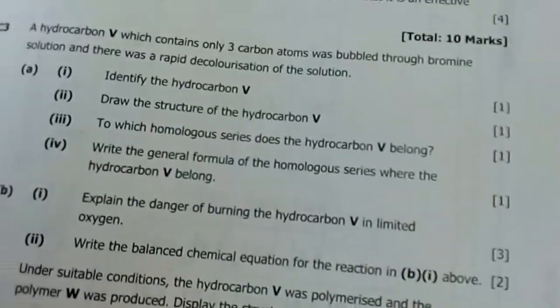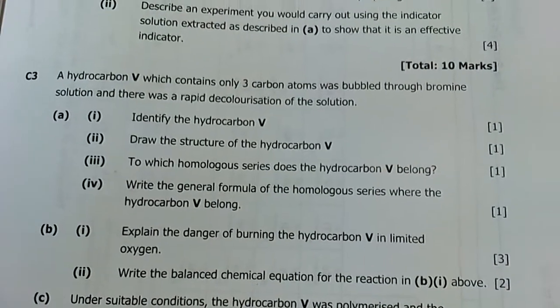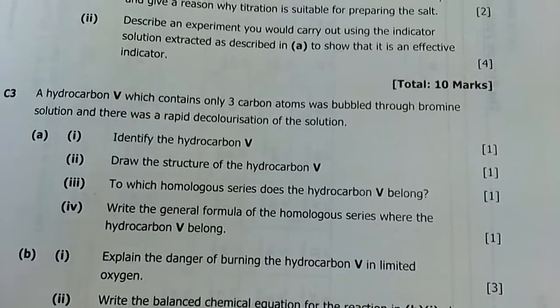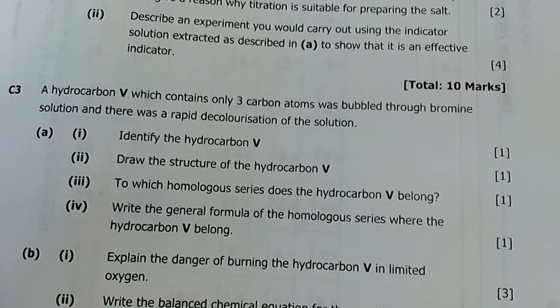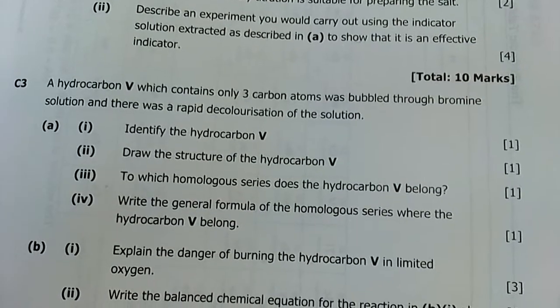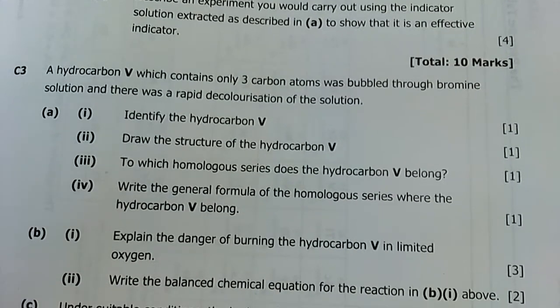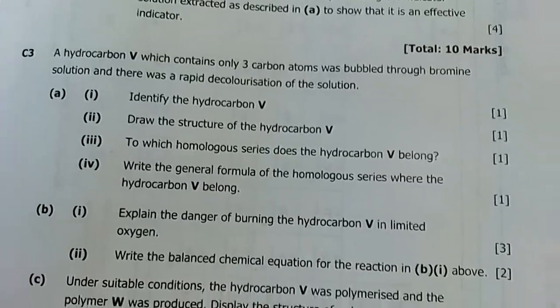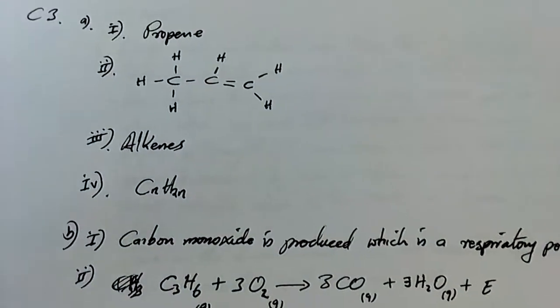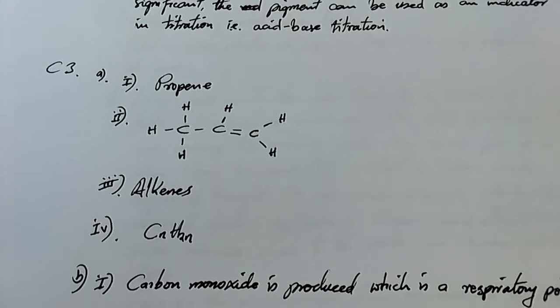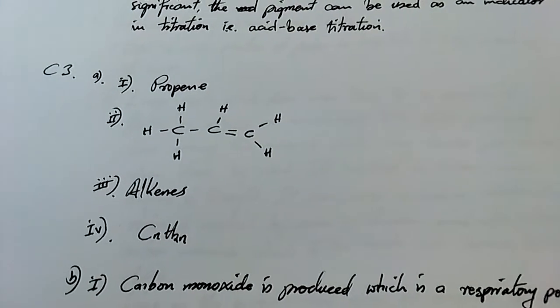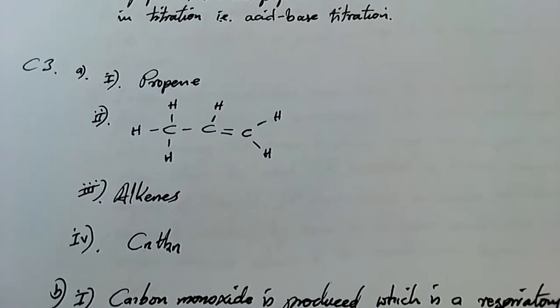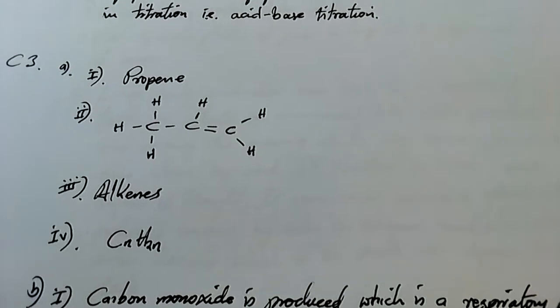My last question was very nice, which is C3. A hydrocarbon V, which contains only 3 carbon atoms, was bubbled through bromine solution, and there was a rapid decolorization of the solution. Identify the hydrocarbon V. This is propene. Okay, the identity test for alkenes is that they decolorize bromine water. Propene is the hydrocarbon.